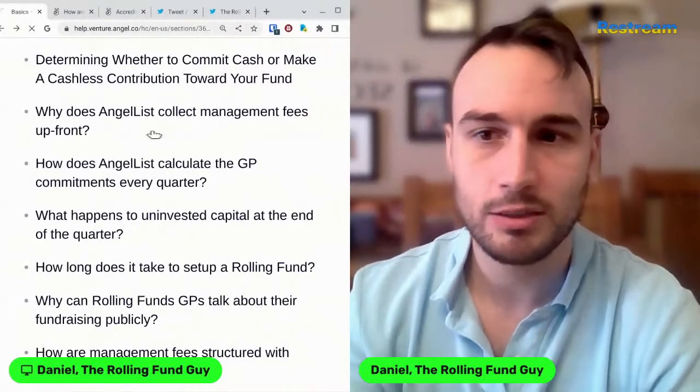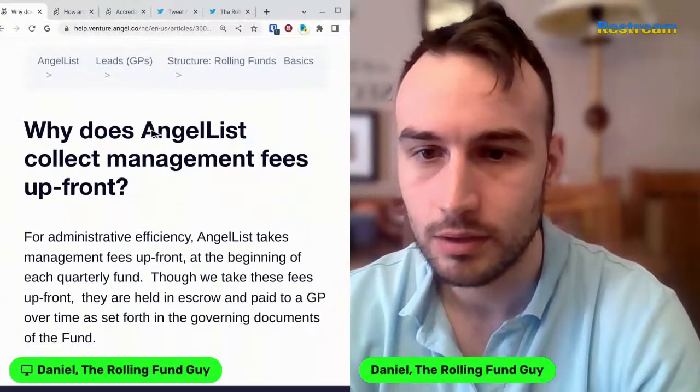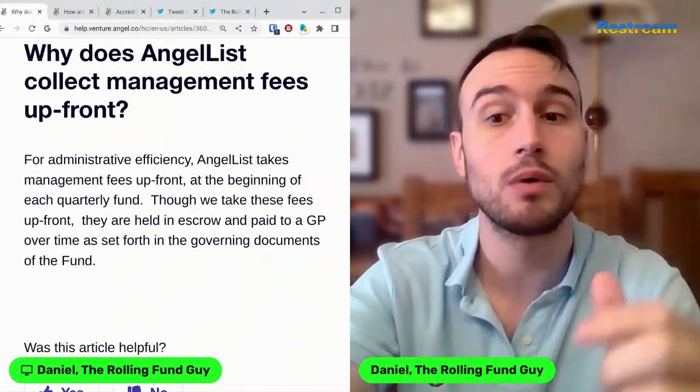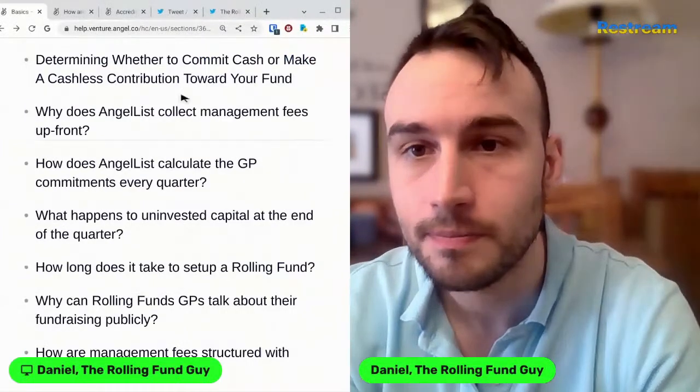Why does AngelList collect management fees up front? Yes, that's the one I'm on. For administrative efficiency, they hold the fees in escrow and then pay them out over 16 quarters to the GP.